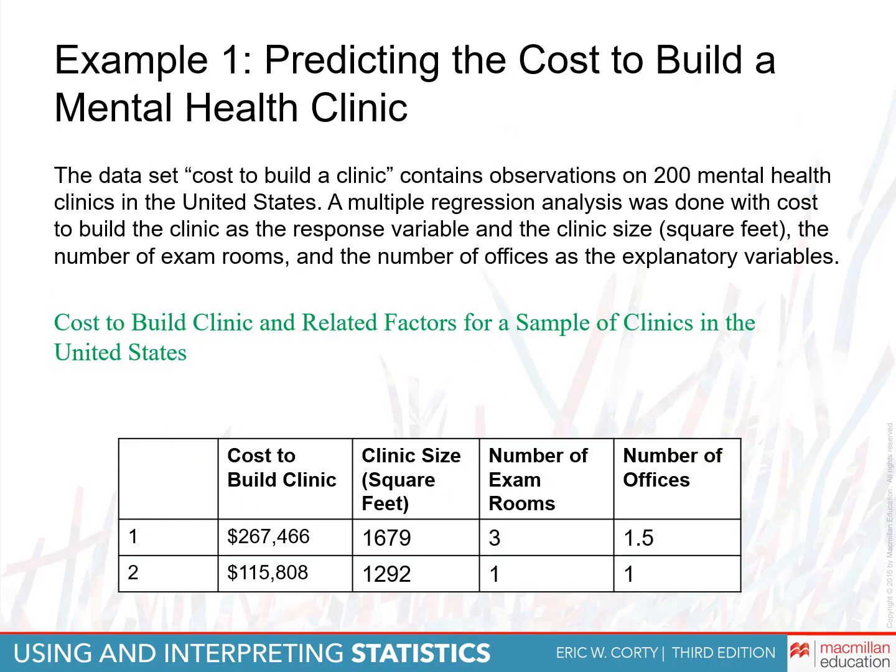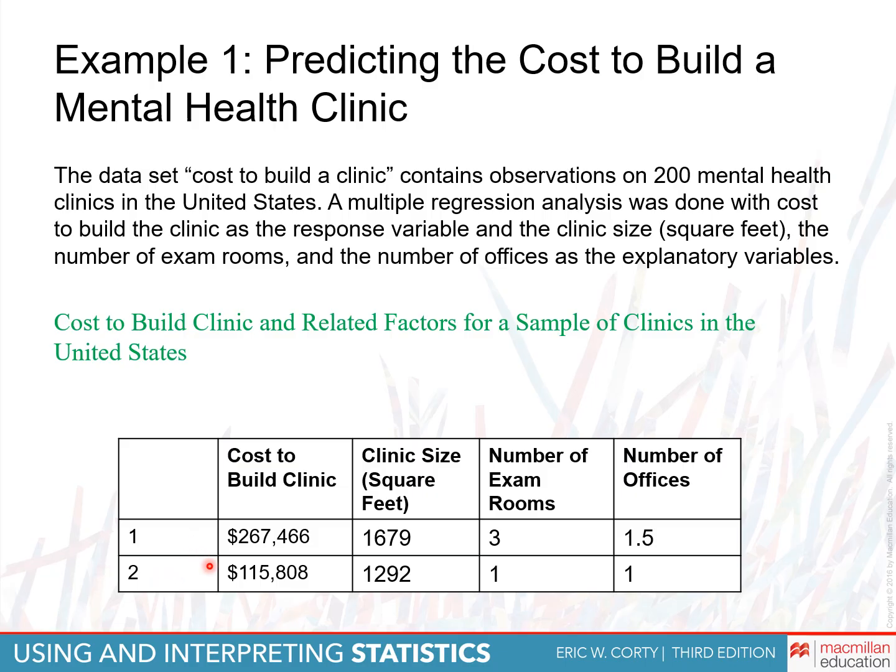Okay, so to come up with our regression equation that predicts the cost to build a mental health clinic, let's say we collect data from 200 mental health clinics in the United States, and we use multiple regression analysis to come up with our figures for cost. And in doing this, we factor in the clinic size, the number of exam rooms, and the number of offices. And so here we just have two clinics here that we use of the 200. This is just a sample of what we're using.